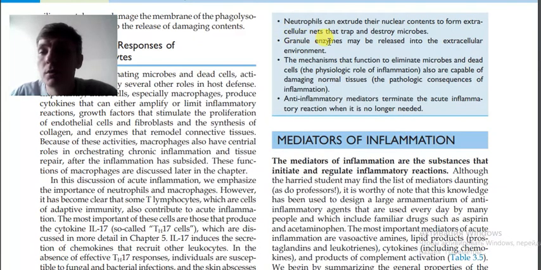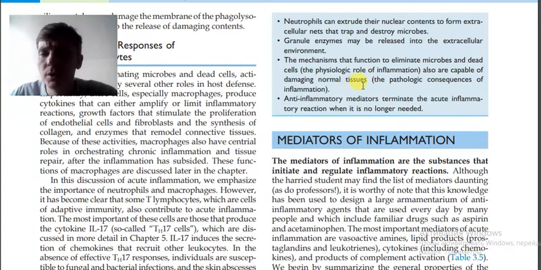Granule enzymes may be released into the extracellular environment and cause external cell damage. The mechanisms that function to eliminate microbes and dead cells, the physiological role of inflammation, are also capable of damaging normal tissues. So that is the point of our next discussion: capable of damaging normal tissues, the pathological sequelae of inflammation.